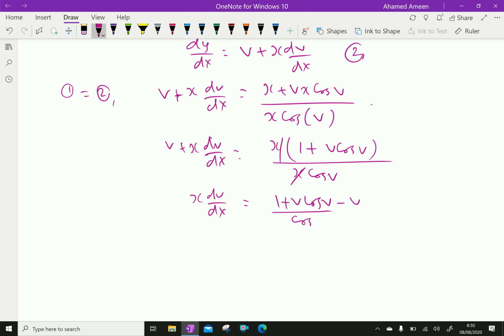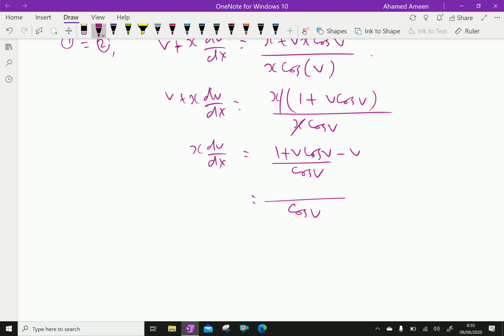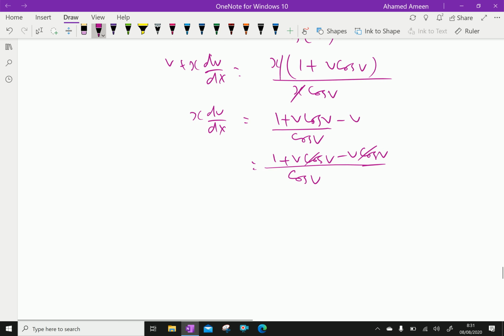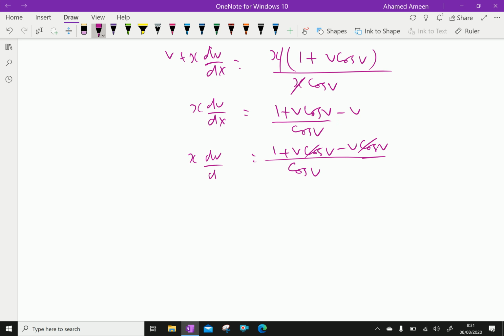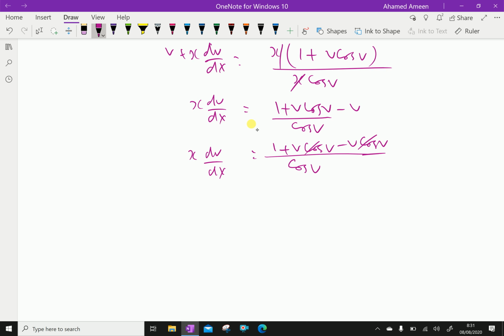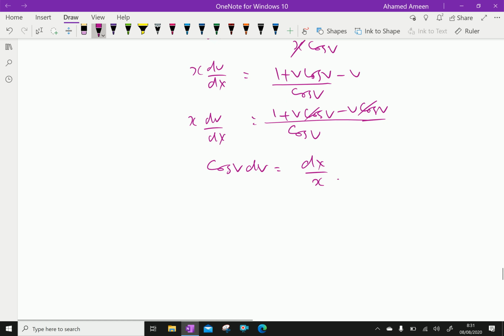Taking cos v common, 1 plus v cos v minus v cos v. So we have x dv by dx equal 1 over cos v, therefore dv by dx. Now the variables are separable. Separating the variables, we have cos v dv equal dx by x. Integrating, cos v dv equal dx by x.